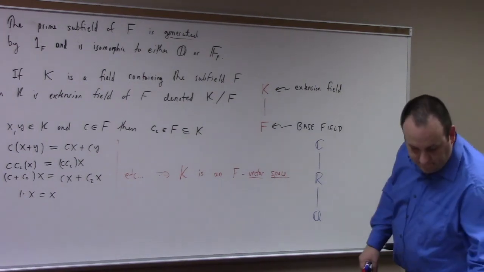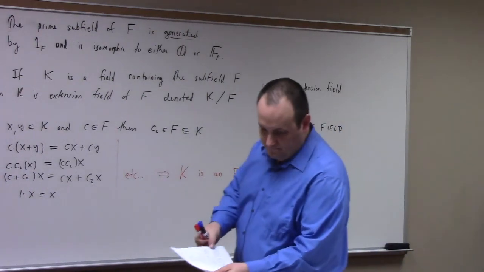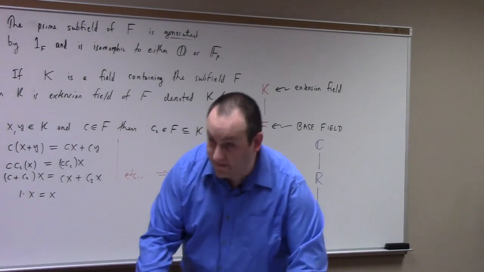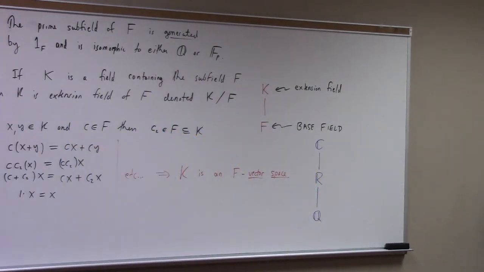Yeah. So the complexes would be dimension 2 over the reals, right? What dimension would the reals be over the rationals? Would that be infinite dimension? Indeed, the reals over the rationals are infinite. And that actually is our next definition.